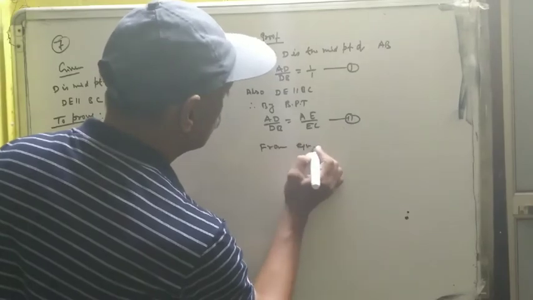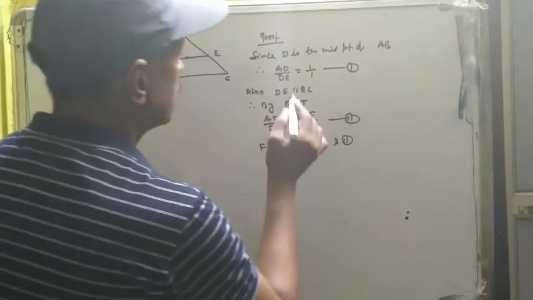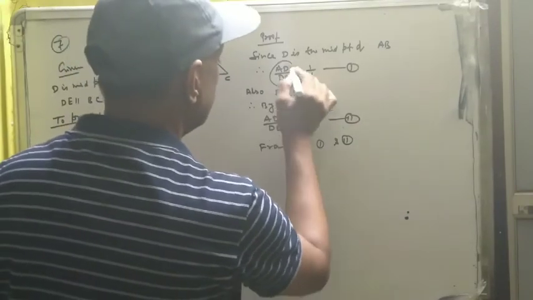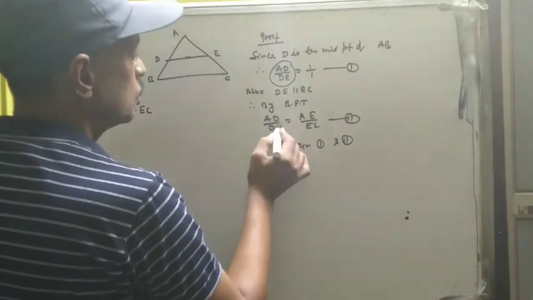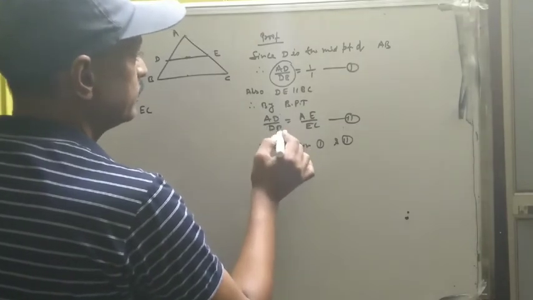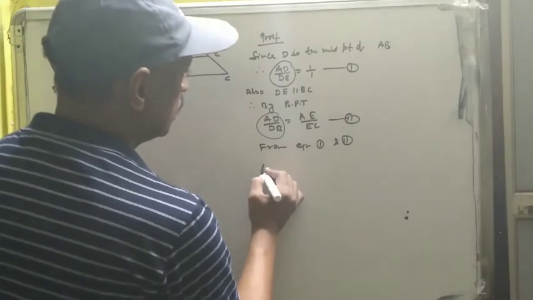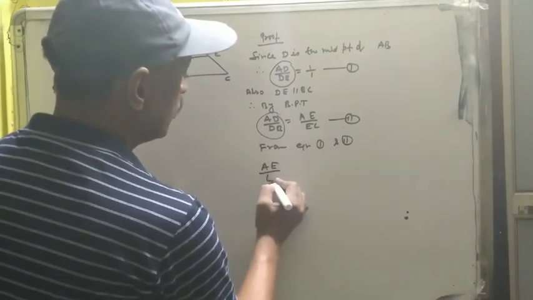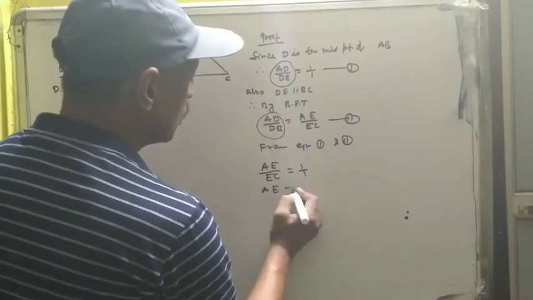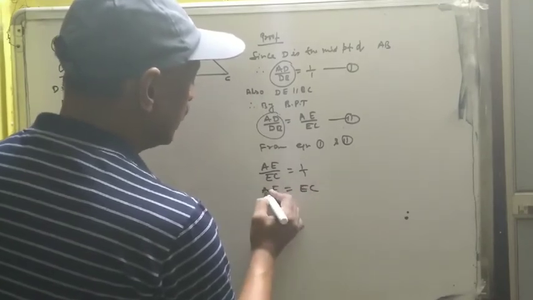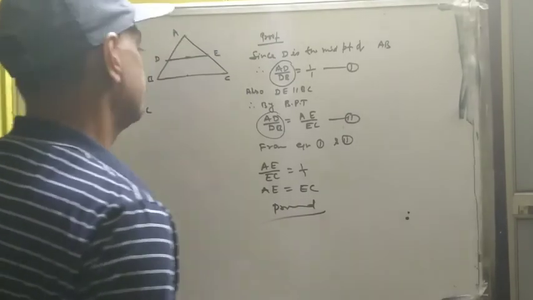from equation 1 and 2, you can conclude that the AD by DB equal to 1/1. So here we can write left hand side are equal, right hand side will be also equal. So just you can write that AE upon EC equal to 1/1. So after getting the cross multiplication, we will get AE equal to AC, and this has been proved now.